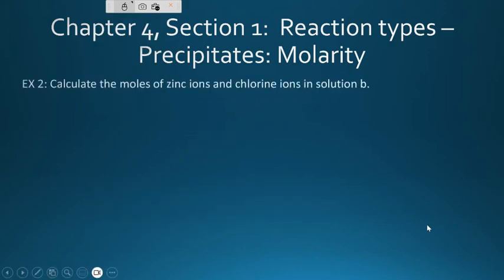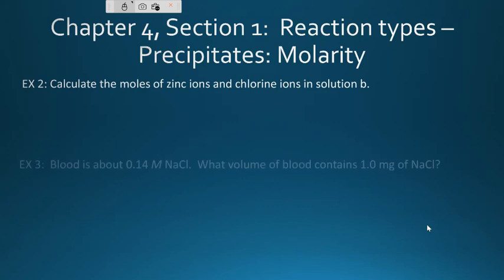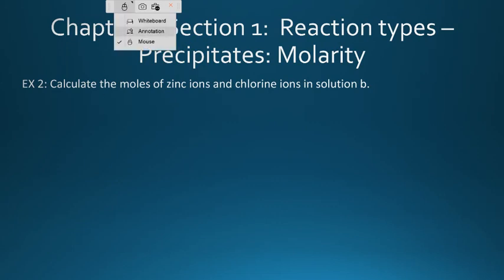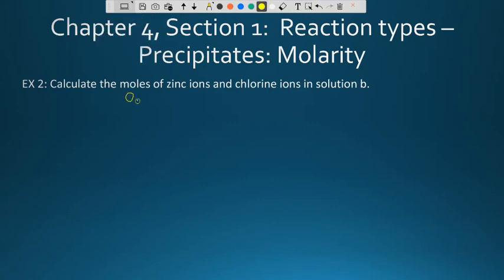And let's look at example 2. Calculating the moles of zinc when we have solution B. Now remember, in solution B, we had a concentration already. Okay, we saw that it was a zinc chloride solution, and we knew from the problem before that we had a 0.101 molar zinc chloride solution. Okay, so this gets a little bit trickier with just keeping our wits about us.